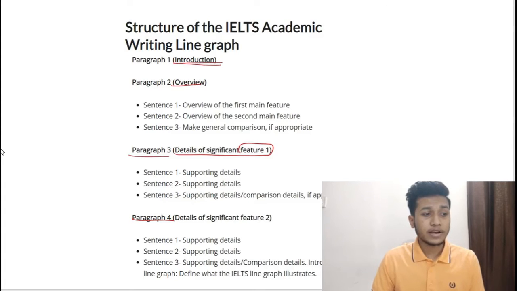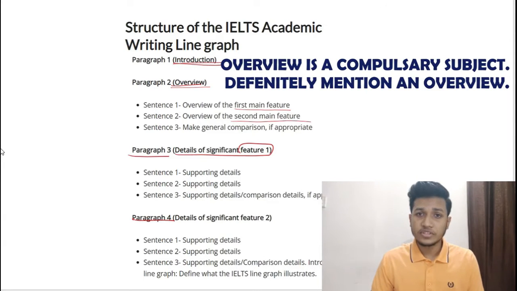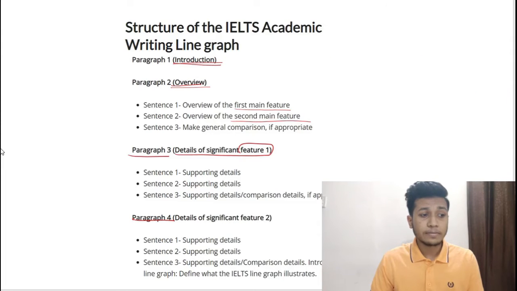Then the second paragraph, that is the overview. You have to mention the main feature in the first sentence. Then in the second sentence, mention the second feature, and in the third sentence, make a general comparison if appropriate. So these are the 3 sentences that should be in your overview.